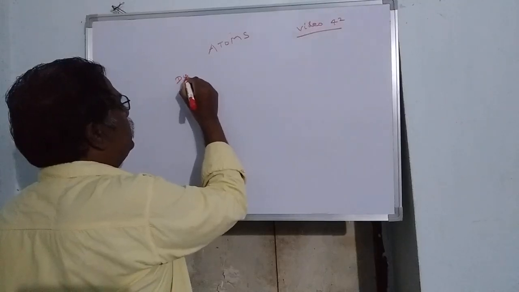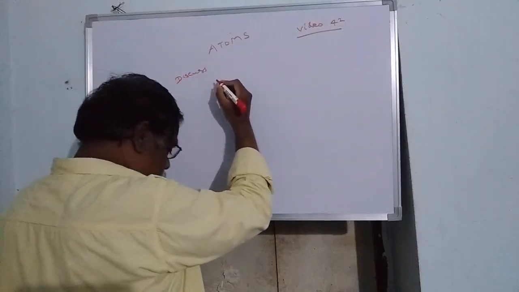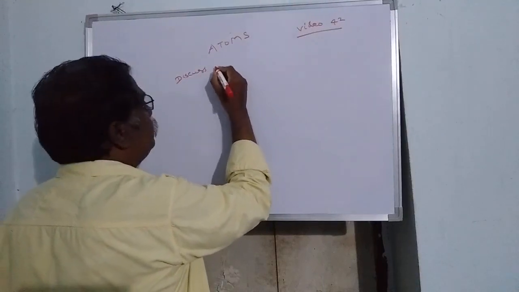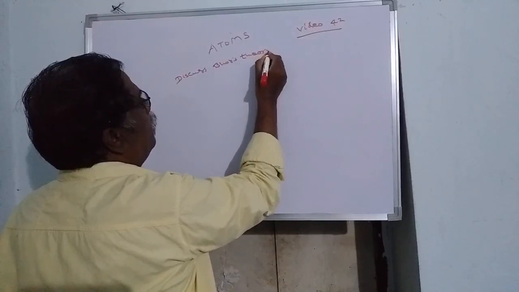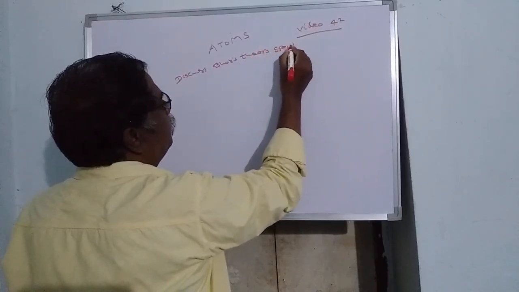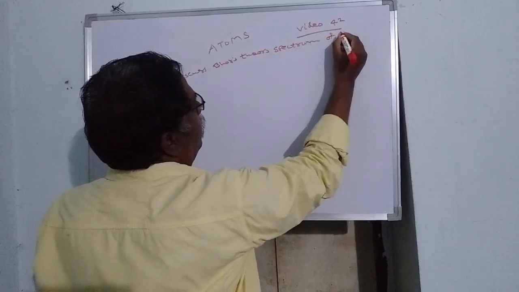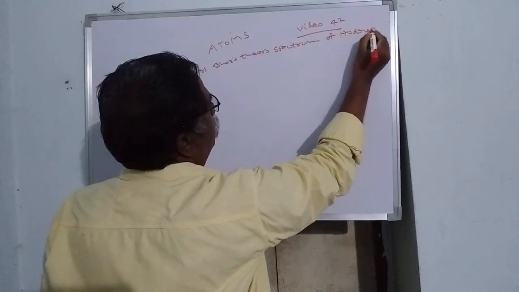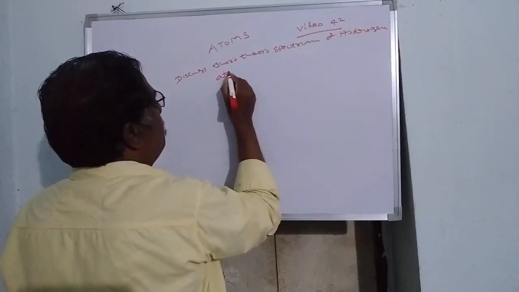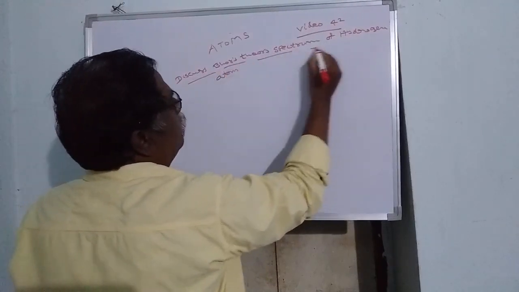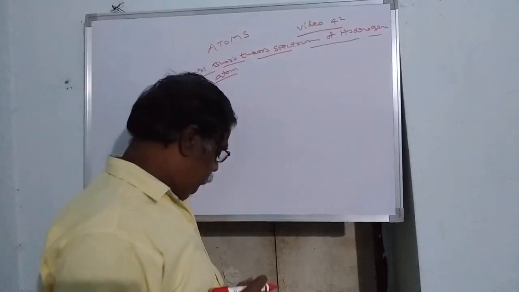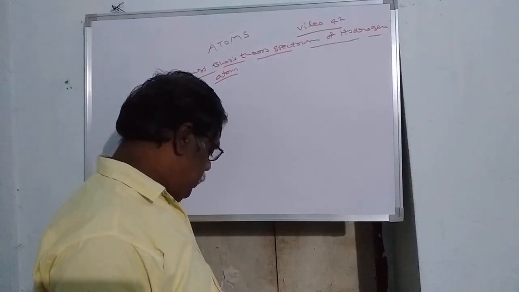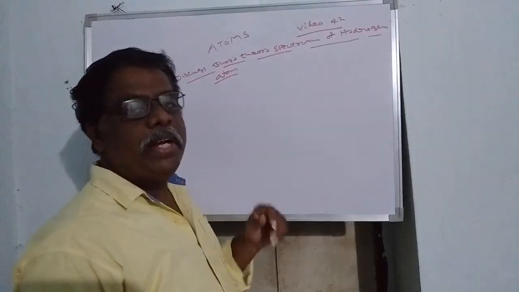Today's topic, we will discuss Bohr's theory and the spectrum of the hydrogen atom. This is our topic today, Bohr's theory. According to Bohr's theory, so Bohr's atomic model, what is meant by atomic model?